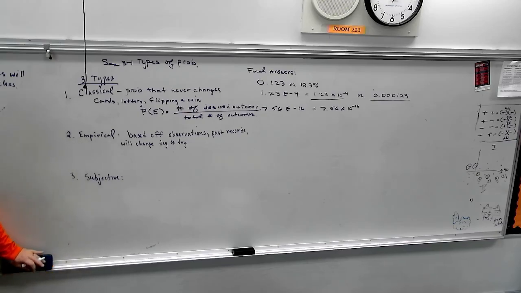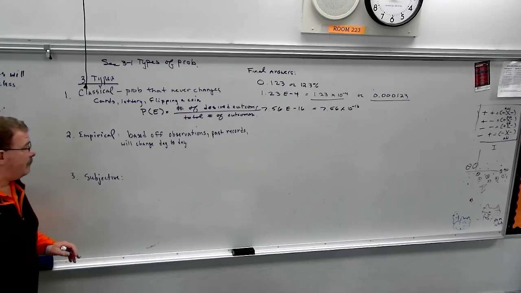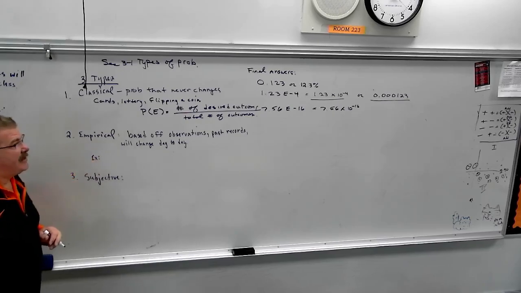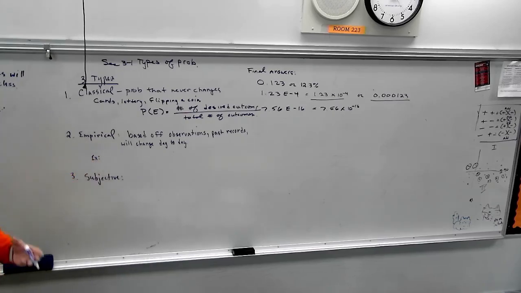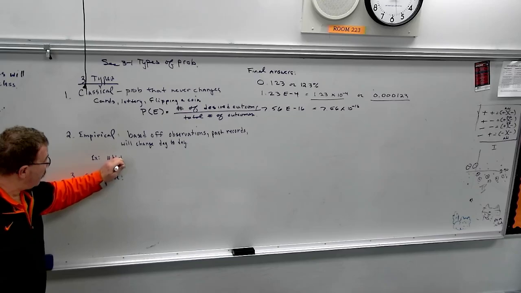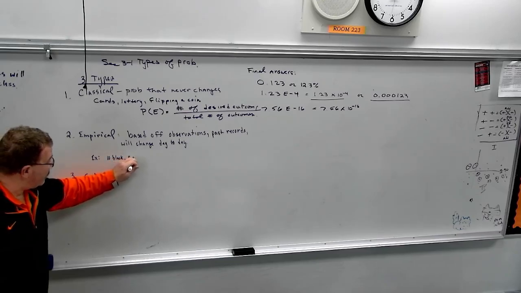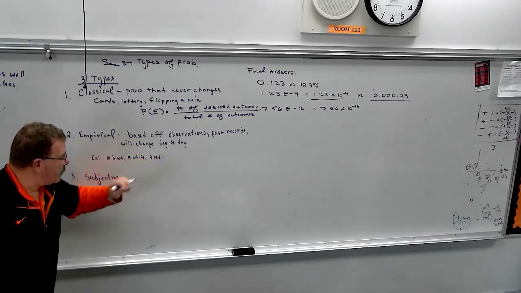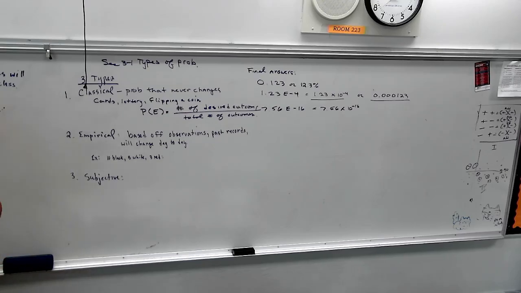Classical probability never changes. You being dealt the ace of hearts out of a deck is the same today as it is tomorrow. But empirical probability, that is not true. Here's a couple different examples of empirical probability. I think we just need to see an example of this. Let's say in my sock drawer, I have 10 black socks, 5 white socks, and 3 red socks. I reach in the morning and I just grab a sock.